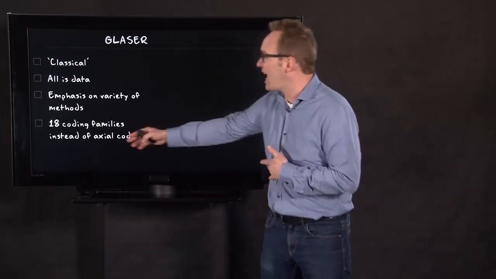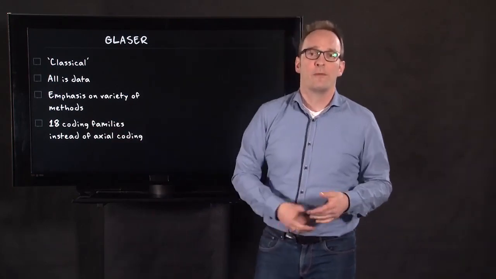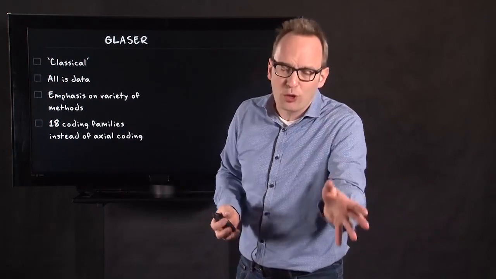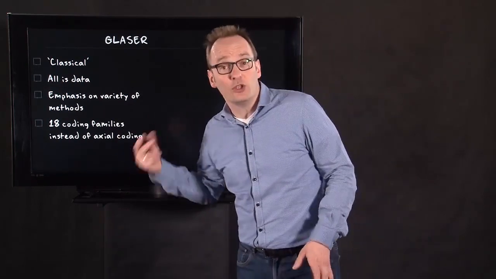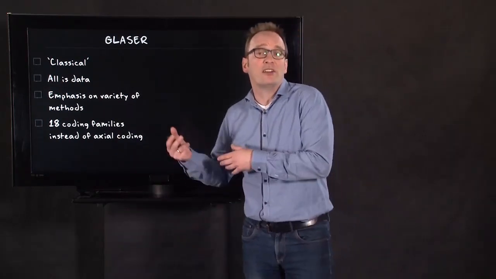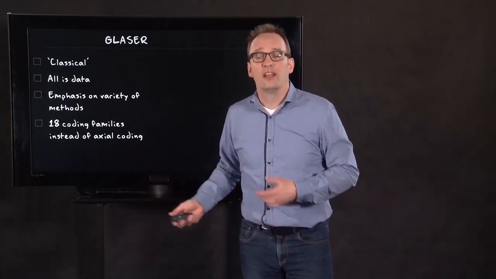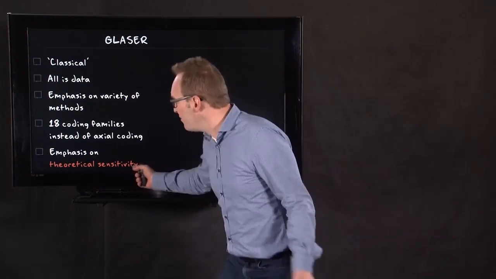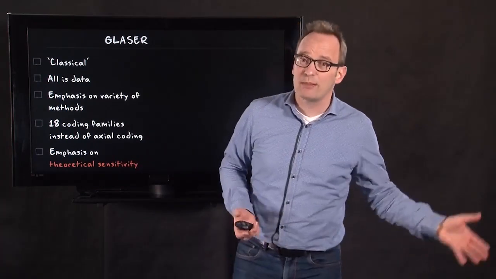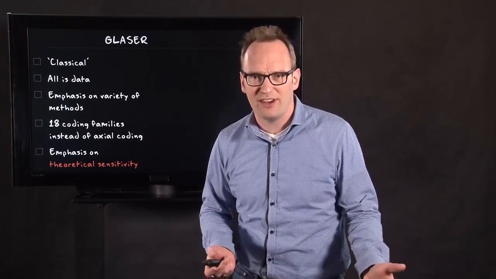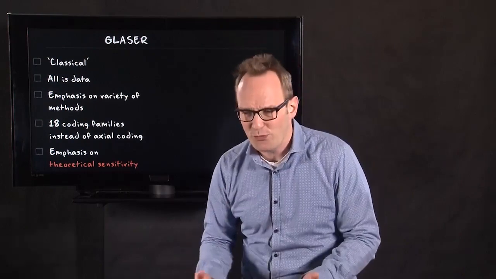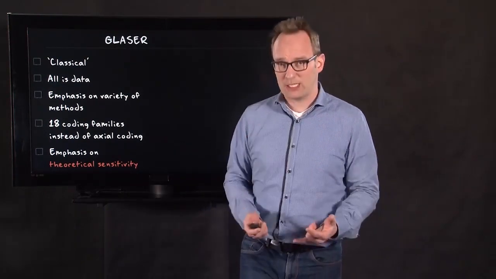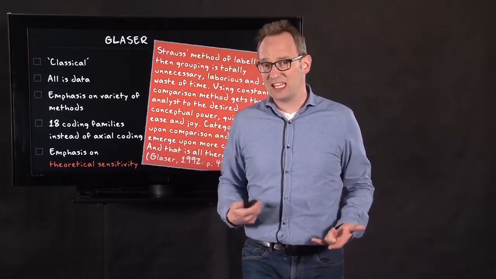And he suggests 18 different coding families rather than axial coding. So he says, well, axial coding is one way to do your research, but there are 17 other ways. And probably even more, so try to do those. And he focuses a lot on, as I said before, theoretical sensitivity. And it's much less formal, it's much freer, there's less of a recipe. And he's very strong with his language.